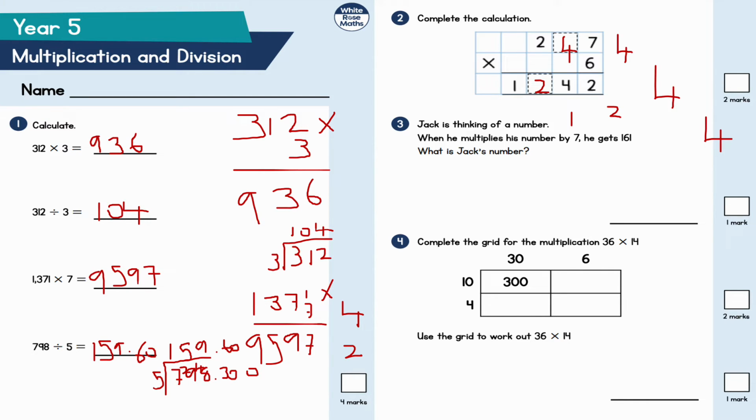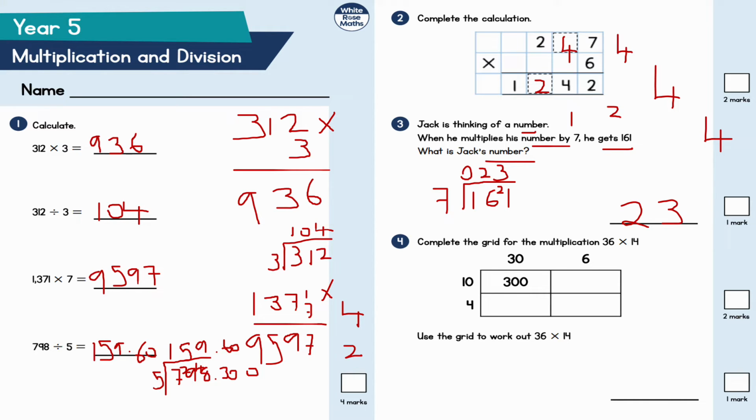This is question number 3. Jack is thinking of a number. When he multiplies his number by 7, he gets 161. What is Jack's number? 161 divided by 7 using the bus stop method. 7s into 1 I can't do. 7s into 16 is 2. Remainder 2. 7s into 21 is going to be 3. So the answer is 23.